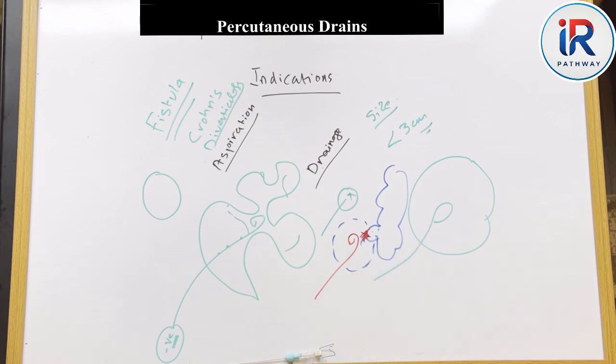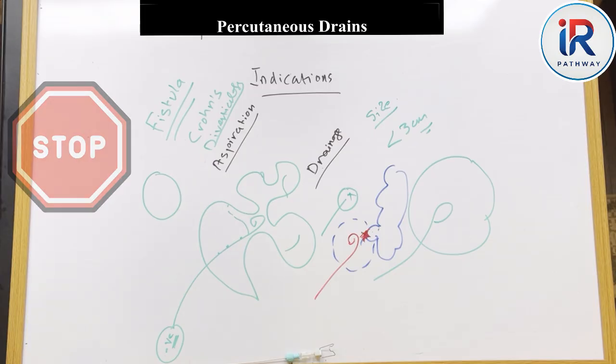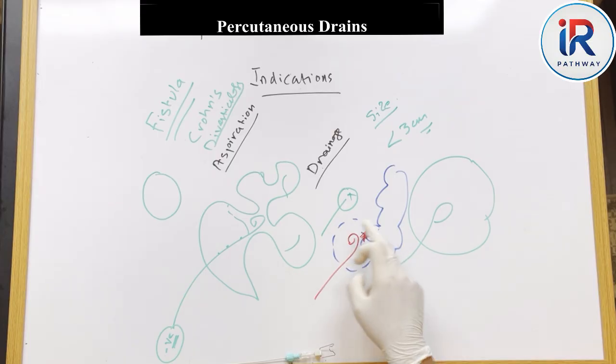And that's why we always stress that if there is a fistula, never remove the drain without the surgeon's approval. If the drain is removed too early, the collection can reaccumulate within days. So this always requires surgical discussion.